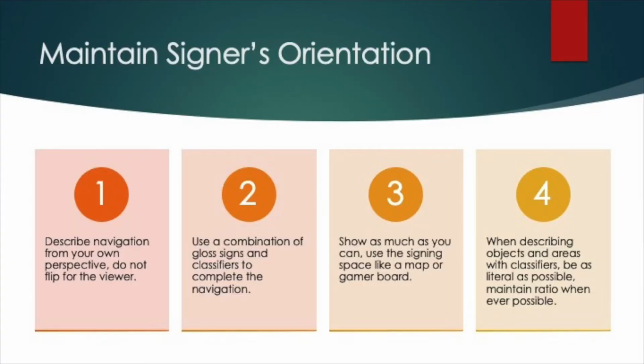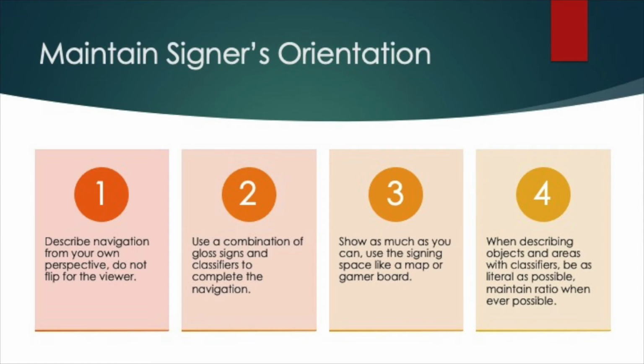For shelving, sign wall and then show the number of shelves. Wall and then shelf. Both wall and shelves use a B hand shape. Describe drawers with B hand shapes, showing the size and shape. Remember to navigate, explain, and sign from your own perspective. Do not flip orientation for the viewer.